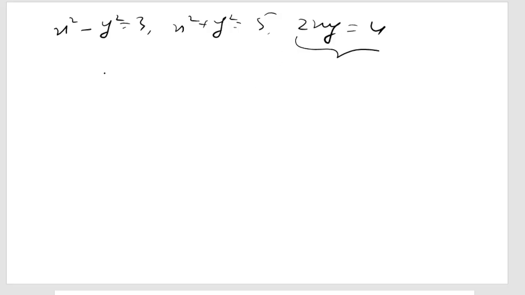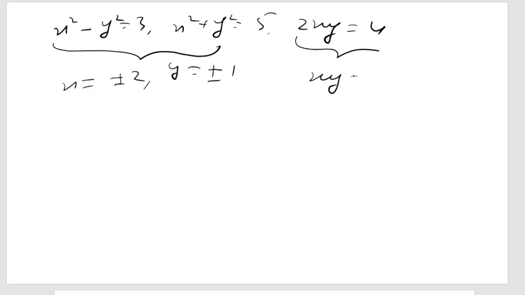Using this we have x as plus minus 2 and y as plus minus 1. But using this we have xy equal to 2. That means the right hand side is positive. So either both x and y are positive or both x and y are negative. So the only possibilities are 2 plus i, or x equal to minus 2, y equal to minus 1, that is minus 2 minus i. Got it? It has only 2 roots.